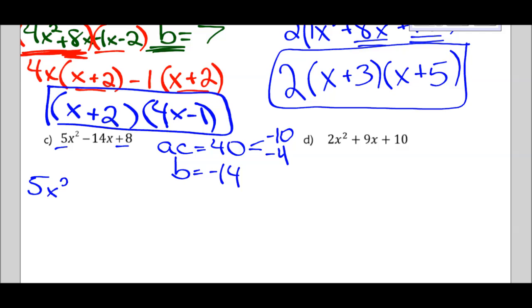5x squared doesn't change. I'm going to split the middle term into these two. It doesn't really matter which order I do it in. I'm going to put the 10 in front. Again, that really doesn't change anything. I'm confused on that step so far. Which part?